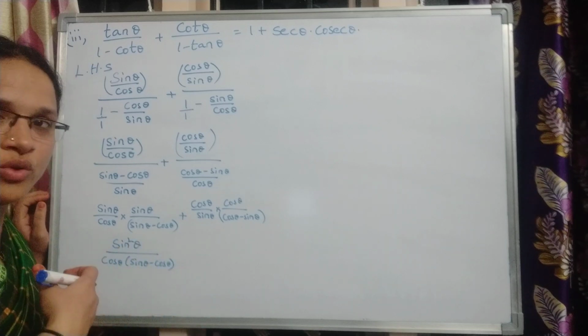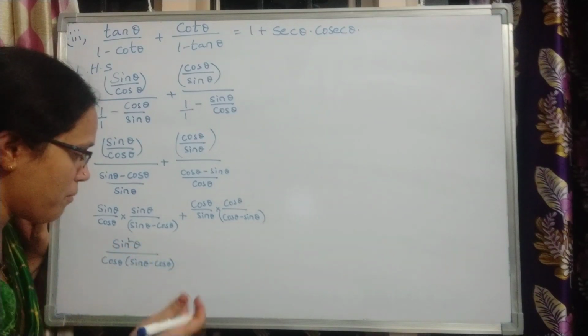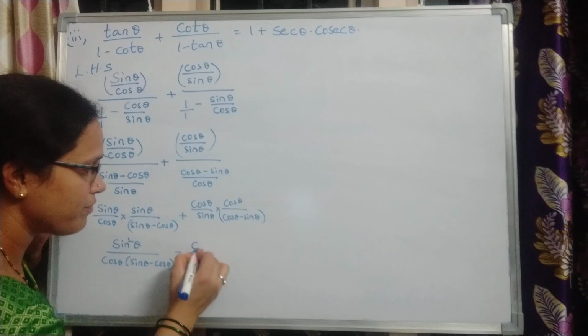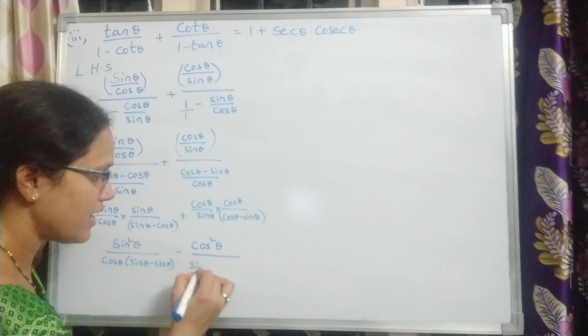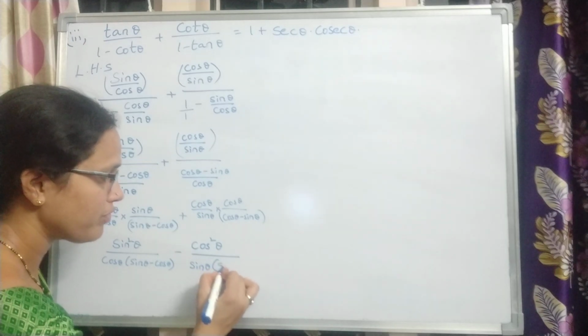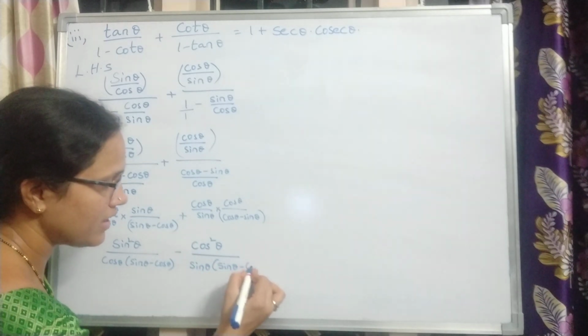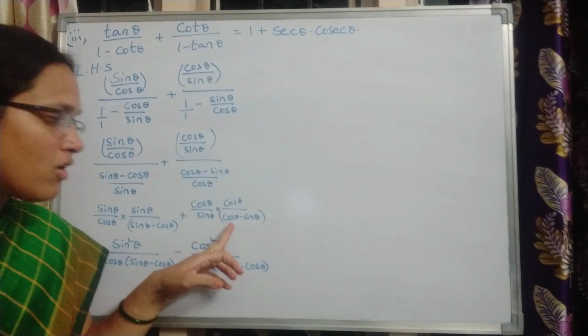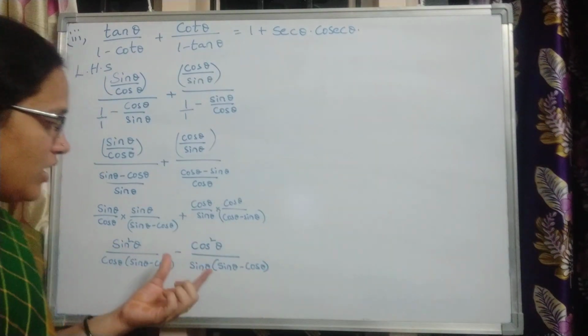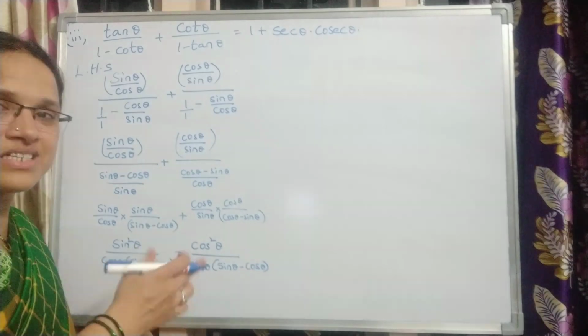So what I will do is, let me write it in the form of minus of cos square theta by sin theta into sin theta minus cos theta. You may wonder how this has happened. Cos theta minus sin theta, how did I write it here? I just did it by putting a minus.